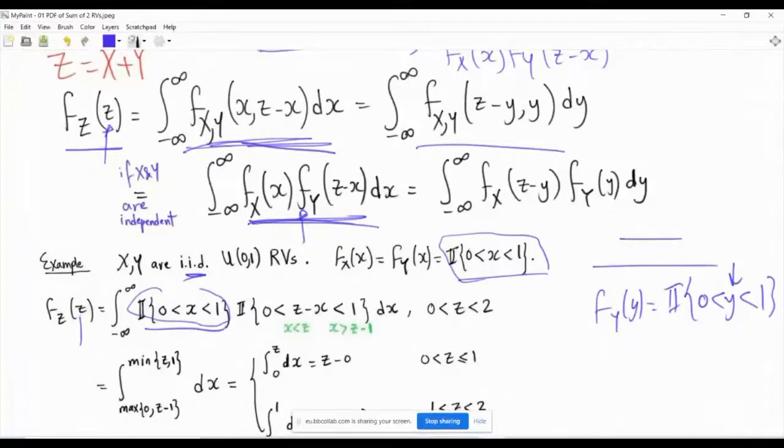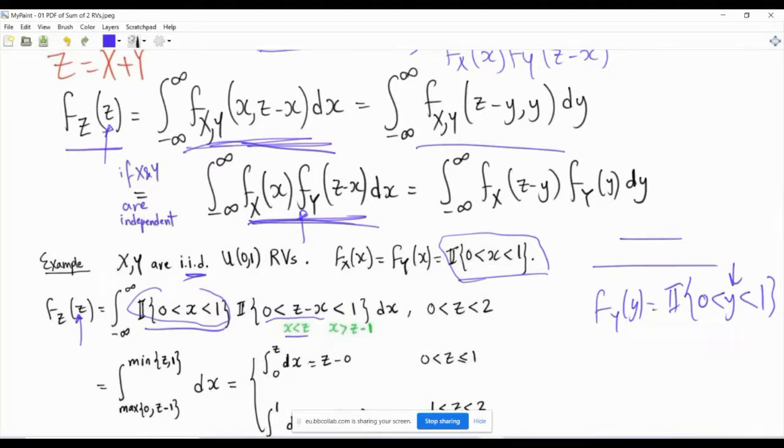Okay, so you are computing this for z. So think of z as fixed. Now, this other indicator tells you, for example, if you take z minus x greater than 0, then this means that z is greater than x.